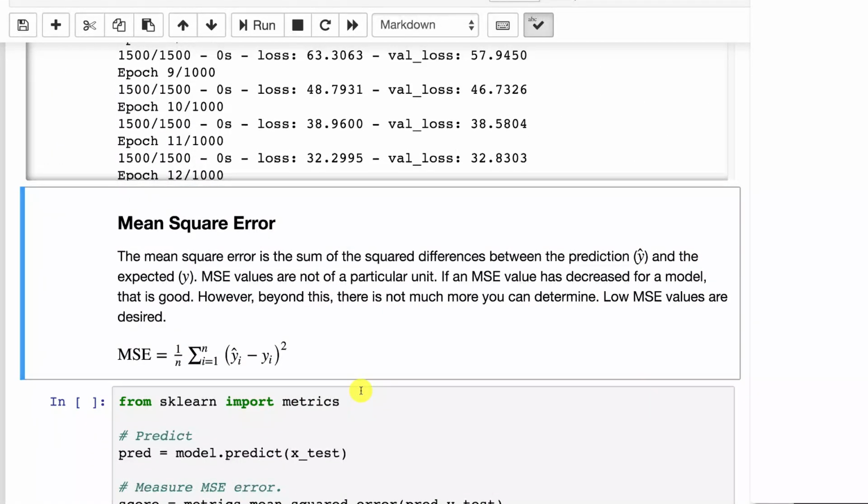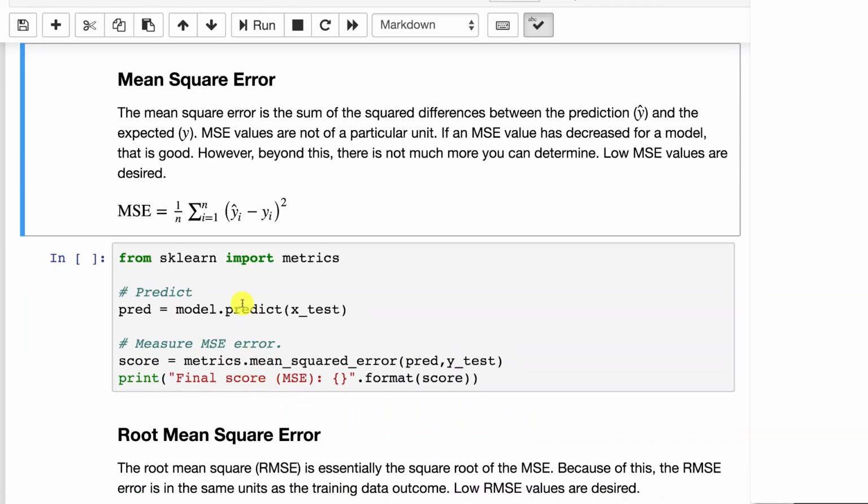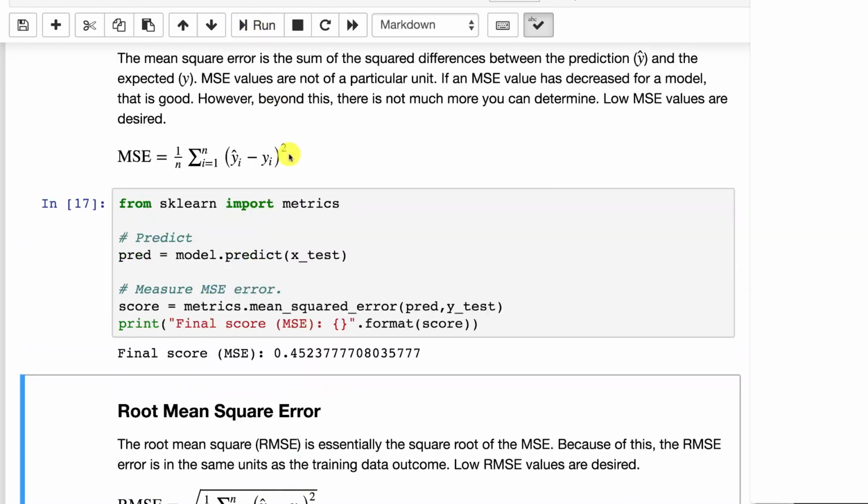We're going to calculate the mean square error. The mean square error is essentially the difference between every predicted value and every expected value squared and summed. If we look at the mean square error of this, it's 0.45. The problem with the mean squared error is that, a lot like variance in statistics, the units are not meaningful. The only thing I can really say about a mean square error is lower is better.